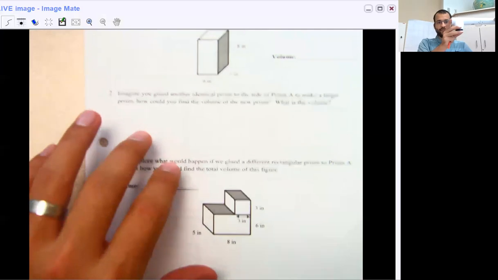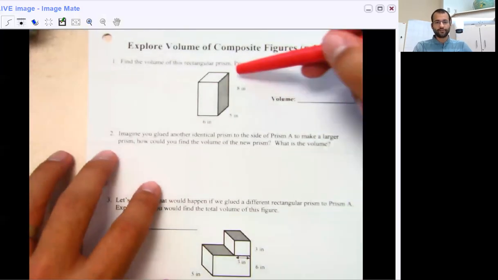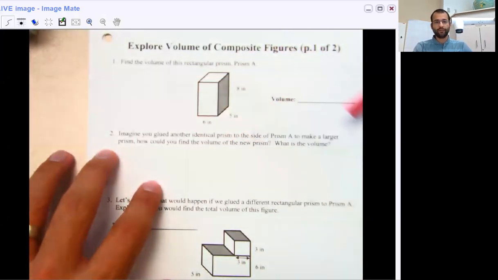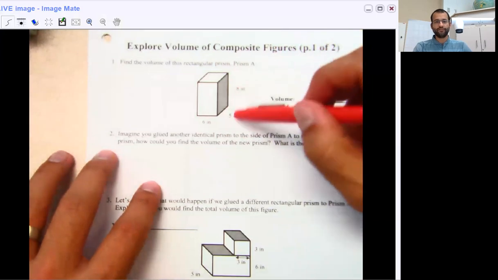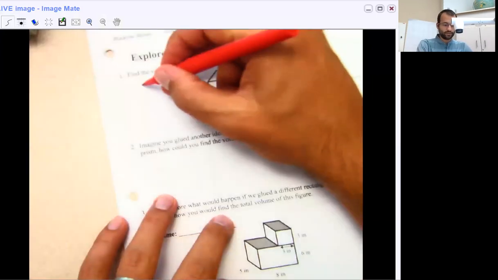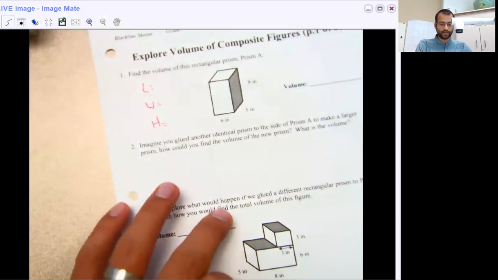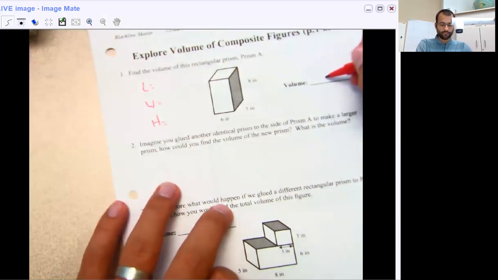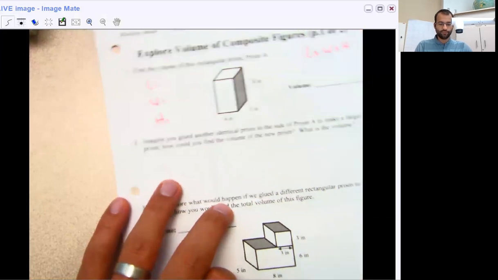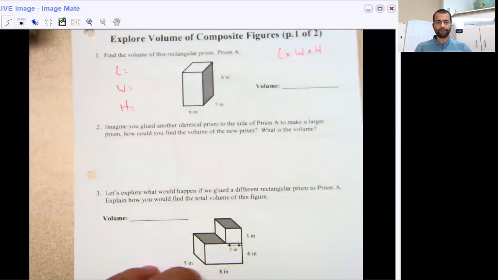All right, so the very first one that you're looking at, you're warming up with this problem. Go ahead and warm this up. Look at this problem and find the volume, finding your length, width, and height, and multiplying each of those together. So take 2 minutes and go ahead and look this up. Find this.